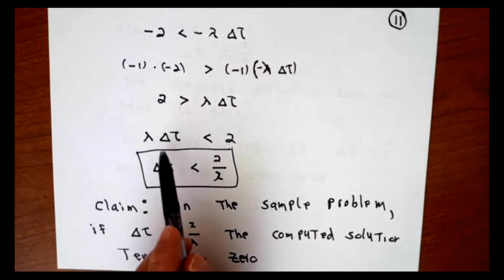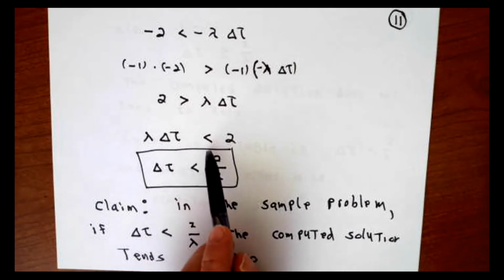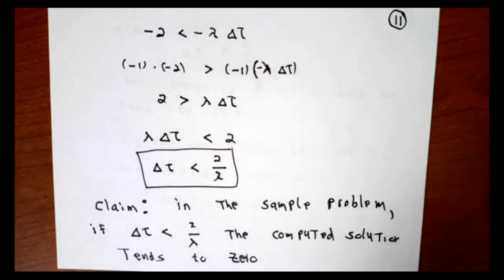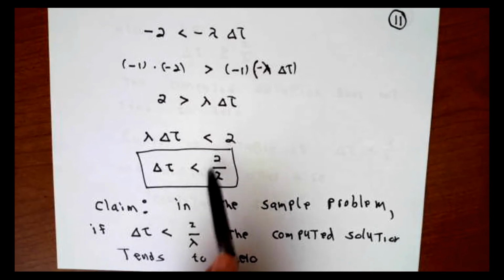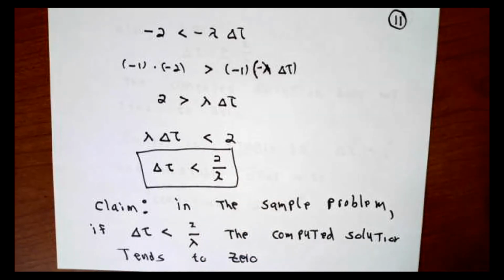That means lambda delta t needs to be less than 2, or in a more applied way of thinking, the time step delta t has to be smaller than 2 over lambda. So we have a claim now. In our sample problem, if delta t is less than 2 over lambda, the computed solution of the sample problem will tend to 0 as it's supposed to, and otherwise it won't.